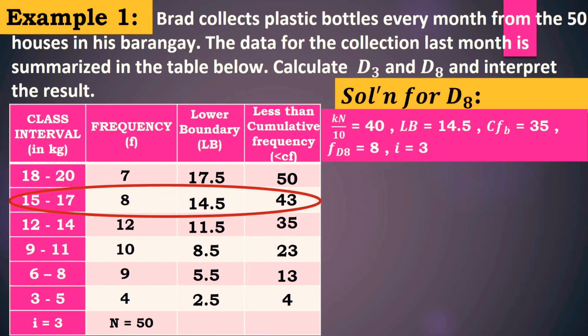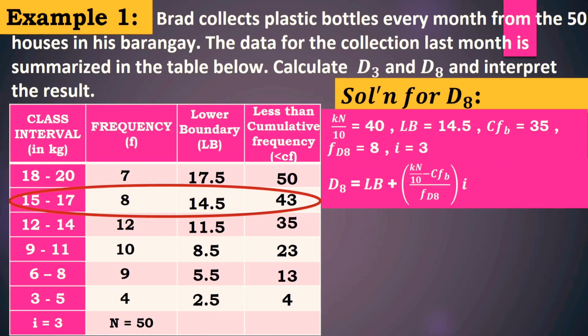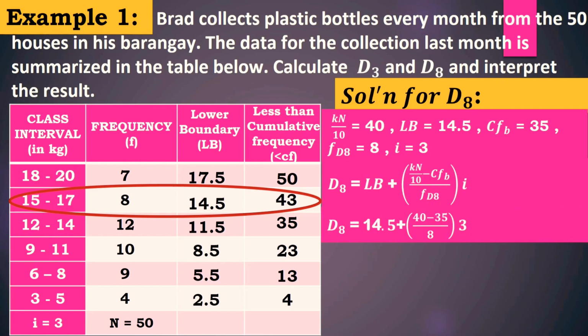So since we already have the values needed to solve for d sub 8, we can now proceed to the formula. So d sub 8 equals LB plus quantity Kn over 10 minus Cf sub B all over F sub d sub 8 times I. So LB, the lower boundary is 14.5 plus Kn over 10 is 40 minus the cumulative frequency before d sub 8 is 35 all over the frequency is 8 times the size of the class interval is 3.